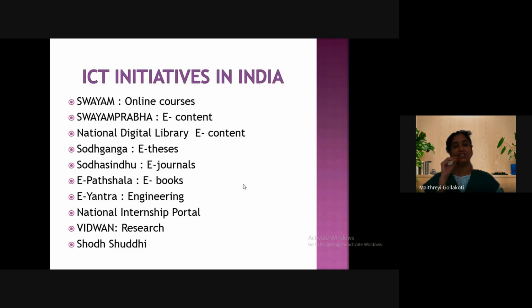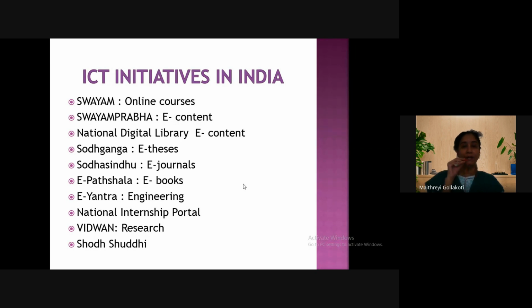ICT initiatives in India. Now, I'm concentrating only on higher education institutions. If you go to school level, there are still a lot more initiatives. You can look into the internet for all those things. Since this presentation is concentrating on higher education institutions, I have confined myself only to the higher education initiatives taken up by the Indian government, Ministry of Education.